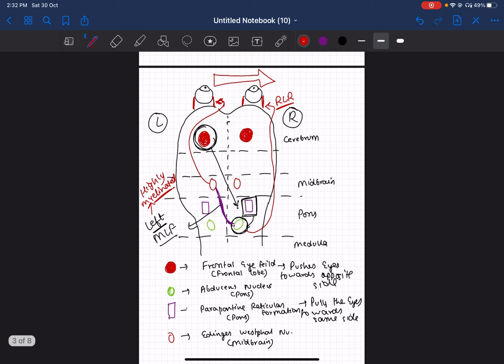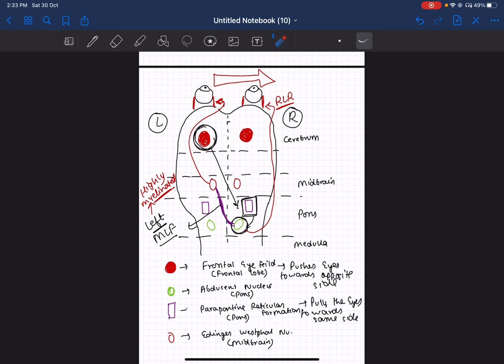Now what will happen if this frontal eye field gets paralyzed? So you know, it's like a tug of war. Like the left-sided frontal eye field is pushing the eye towards the right side, while the right-sided is pushing it towards the left side. So if one side is paralyzed, the other side will dominate and will push the eyes towards the opposite side. So if the right-sided frontal eye field is paralyzed, the eyes will be deviated towards the right side, or the same side, or the ipsilateral side. Similarly, if left-sided is paralyzed, then the eyes will be deviated towards the ipsilateral side or the left side.